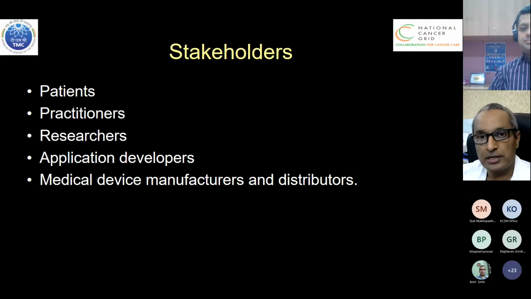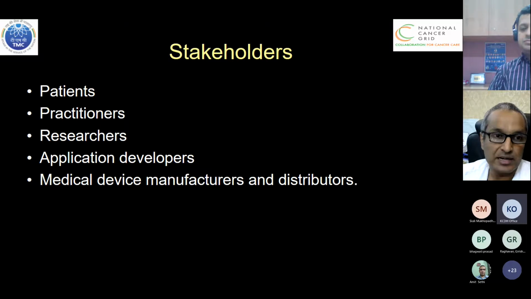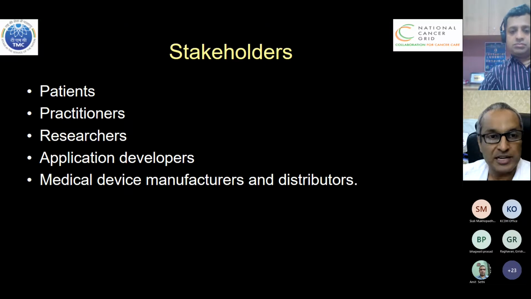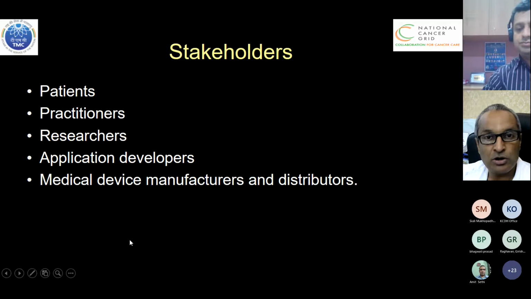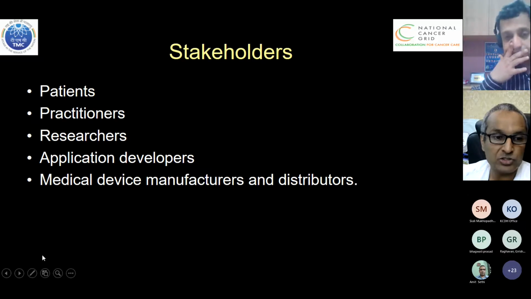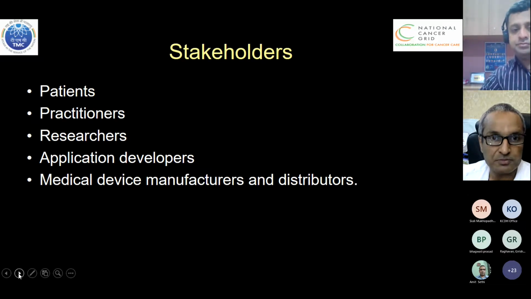Before we move on to what digital health actually means, what the benefits are, and some examples, it's important to remind ourselves that there are several stakeholders involved in this entire exercise, and possibly remember that we need to keep patients at the center of everything that we do. But there is also a large group of individuals, including physicians, researchers, application developers, technologists, medical device manufacturers, and distributors, who all play a very important part. And depending on which lens you look at this problem from, you have various solutions, not all of which might actually benefit the person we keep at the center of all of this.